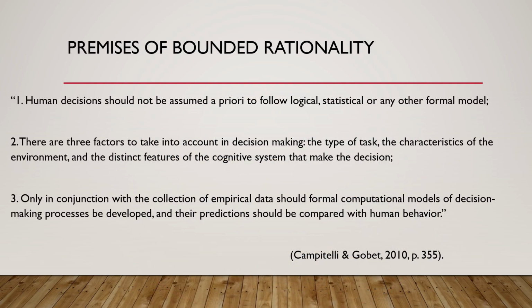The theory of bounded rationality is grounded in three premises. Human decisions should not be assumed a priori to follow logical, statistical, or any other formal model. There are three factors to take into account in decision making: the type of task, the characteristics of the environment, and the distinct features of the cognitive system that make the decision. And only in conjunction with the collection of empirical data should formal computational models of decision-making processes be developed, and their predictions should be compared with human behavior.